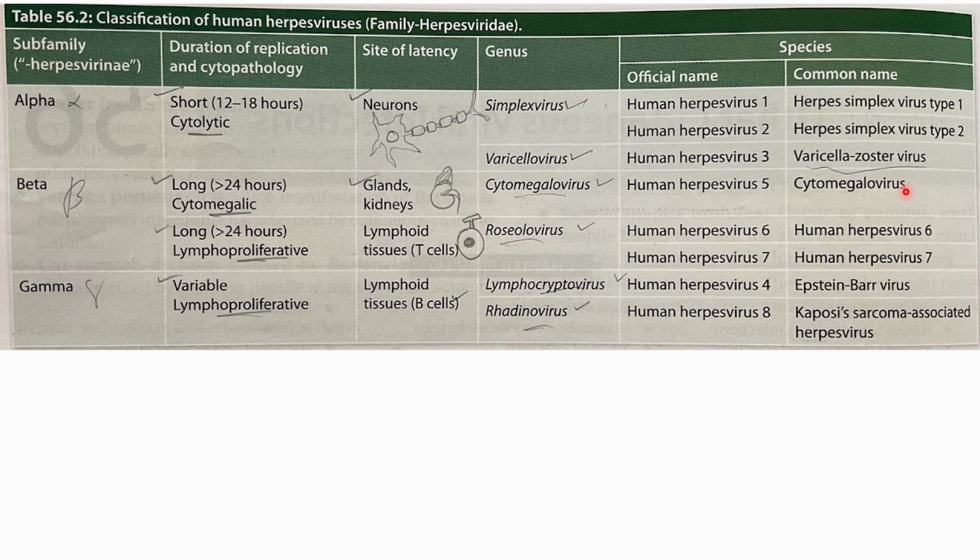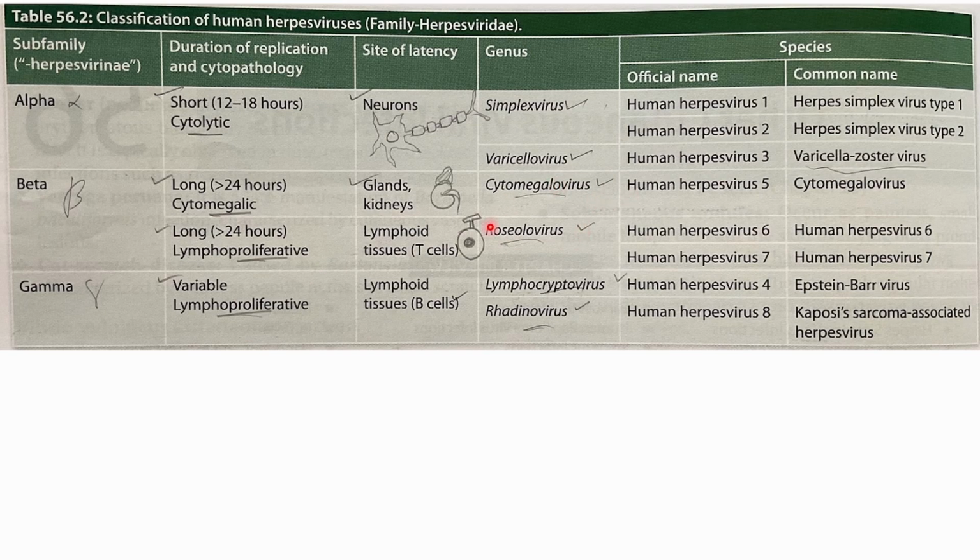Done. Then we have the cytomegalovirus, human herpes virus 5. They are cytomegalic, that means the cells become big. They are the largest member of the herpes family. Which one? The cytomegalovirus. Enlargement of the virus-infected cell occurs, and in the cytomegalovirus we have the typical owl-eye appearance.